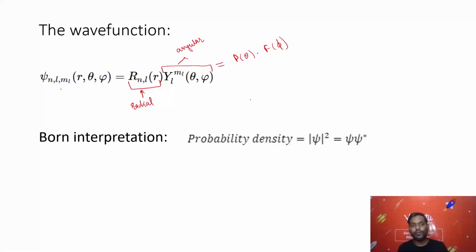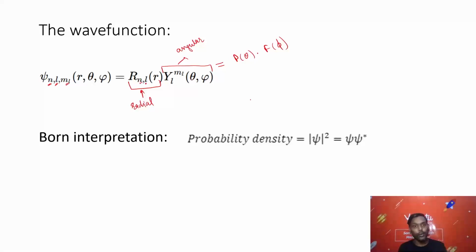Notice there are three quantum numbers: principal quantum number, azimuthal quantum number, and the magnetic quantum number. In the radial part of the wave function, you will be able to figure out two quantum numbers, that is n and l, which means that from the radial part of the wave function, I will be able to tell which subshell that is.